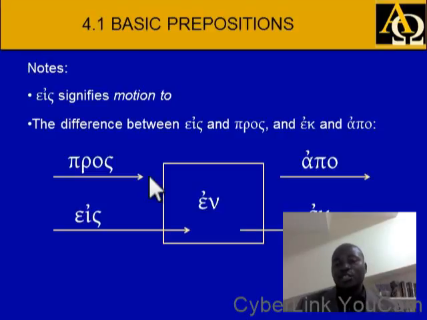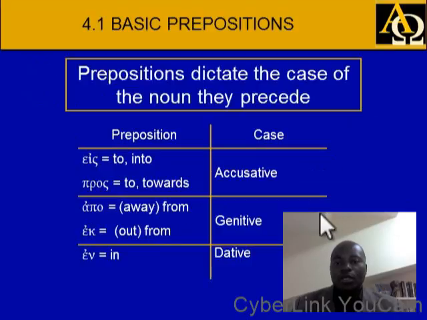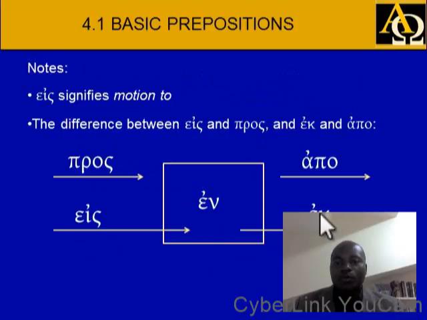Eis is getting into something. En is inside something. And ek is going out of, coming out of, whereas apo is going away from. So once you know this diagram, then you can easily translate these prepositions when they come up in a sentence.